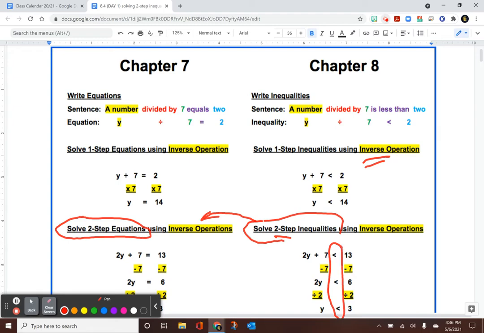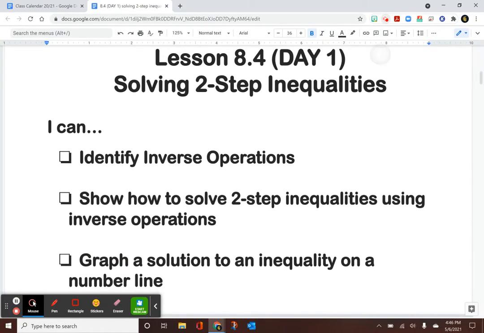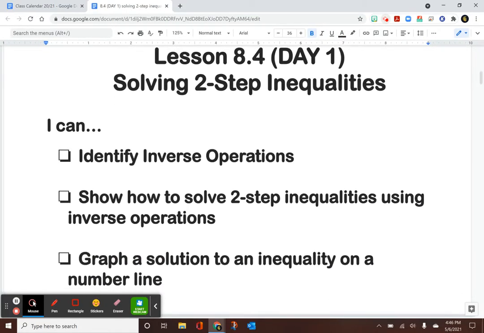But the same rules that we would have used when solving equations in Chapter 7, we're going to use when solving non-equations or inequalities in Chapter 8. So we have some learning targets for today: identifying some inverse operations, showing how to solve those two-steppers using those opposite maths. And then, as always with inequalities, since there are more than one answer, sometimes even infinite, we definitely want to graph our solution set to include all possible values.